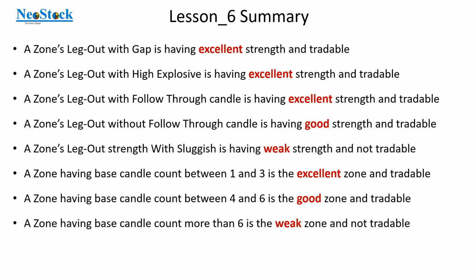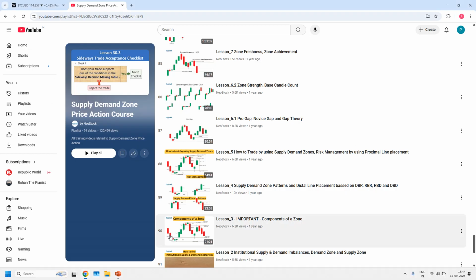Now let us look into the examples related to these zone strength and base candles, and let us see how such kind of zones are working, how well they are working. Is every zone working, or sometimes some zones are getting violated? That is also we should understand. So now I am getting into the examples.